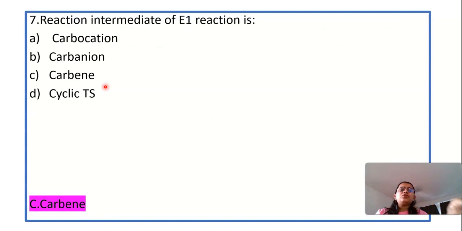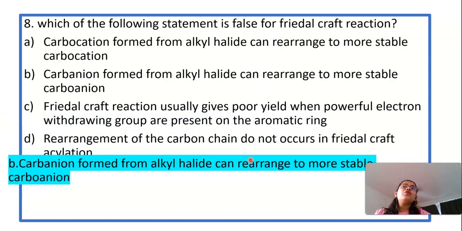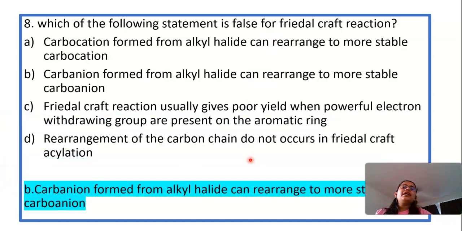Please read this question twice so you will get it correct. Question number 8 is, which of the following statements is false for Friedel-Crafts reaction? There are 4 options. You can read the options and I will directly tell you the correct option. You should know what happens in the Friedel-Crafts reaction, and from the statements you have to guess which is the false statement. The remaining are correct sentences. The false sentence is carbanion formed. Only carbocation forms in the Friedel-Crafts reaction, no carbanion will form. So the false option is B.